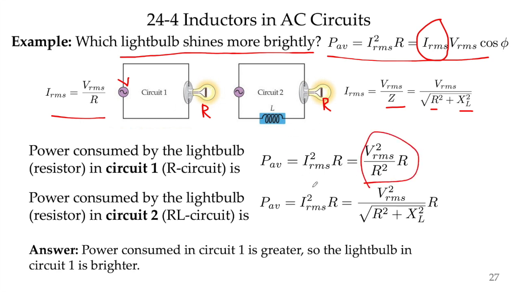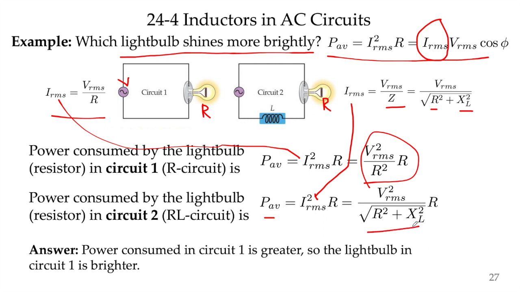Okay, so in circuit 1, the power will be this. In circuit 2, the power also, basically use these I's, this one here, and this one here, just take the squares. Okay, so this is the power for circuit 1 and this is the power for circuit 2.